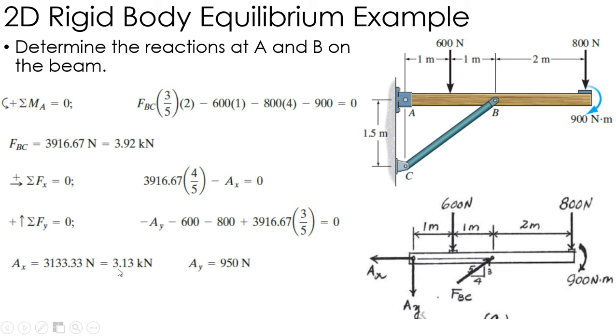I find AX equal to 3.13 kilonewtons and AY equal to 950 kilonewtons. So again, draw your free body diagram, get all your support reactions in there, sum the forces in the x and y, set them equal to 0, sum the moments about any point, set that equal to 0. Get your answer.